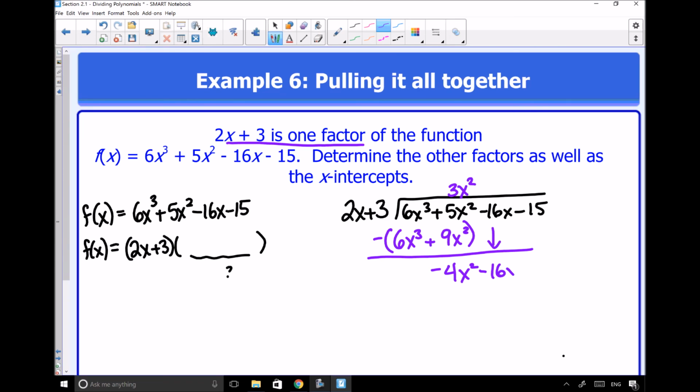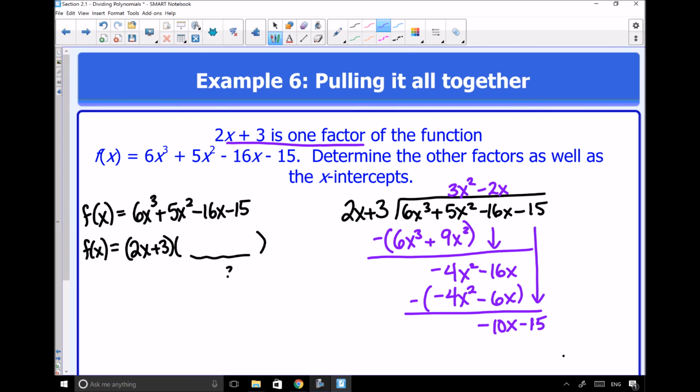Bring down the minus 16x. How many times does 2x go into negative 4x squared? It goes in negative 2x times, right? So negative 2x times 2x is negative 4x squared, and then negative 2x times 3 is negative 6x. And I'm going to subtract these values. Well, the negative 4x squareds will cancel each other out, and then negative 16x plus 6x is negative 10x, okay? Bring down this negative 15.